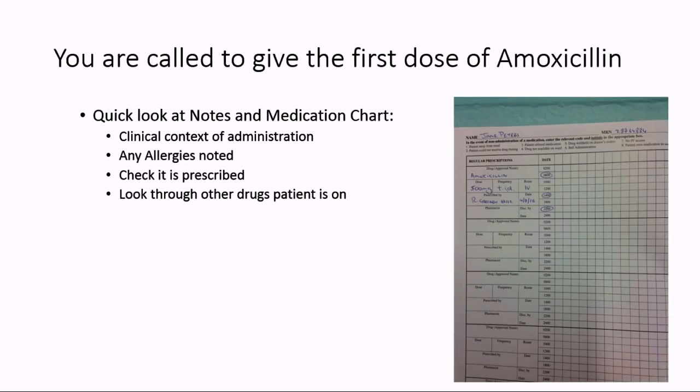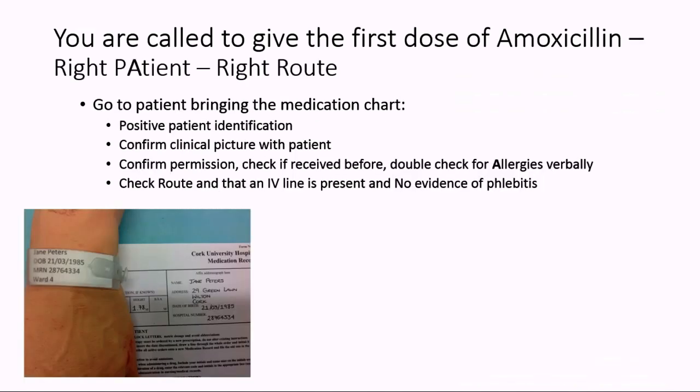When you are asked to give the first dose of amoxicillin, go to the patient's notes and find out what is the clinical context of the administration, what is the reason to administer the drug. Look at the notes to see if there are any allergies recorded. Check that the drug is prescribed, and look through the other drugs the patient is on to make sure that there are no interactions.